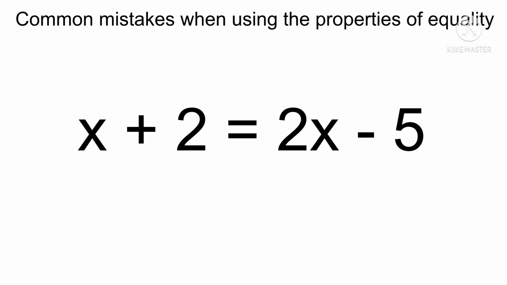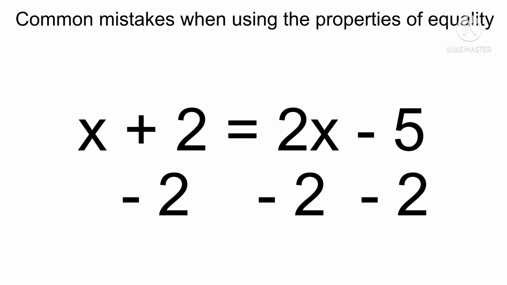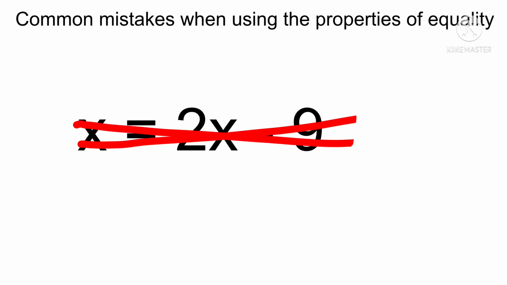Now, when using a property of equality and subtracting 2 from both sides of the equation, you might think that you need to subtract 2 from all the terms on the other side. When it comes to addition and subtraction, this is not correct because you're subtracting 2 from one side and 4 from another, and so the equation wouldn't be the same.